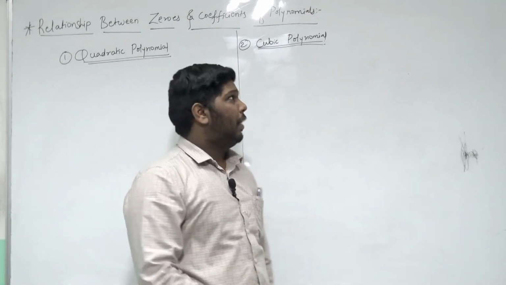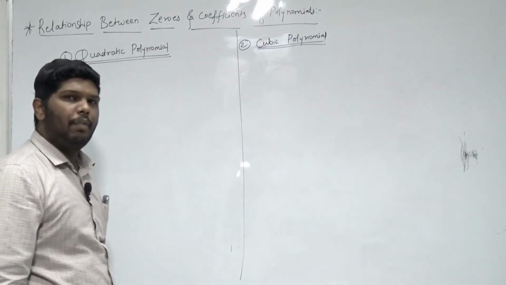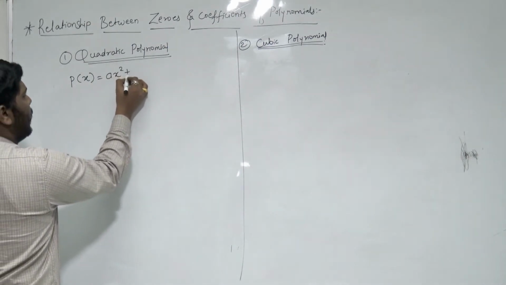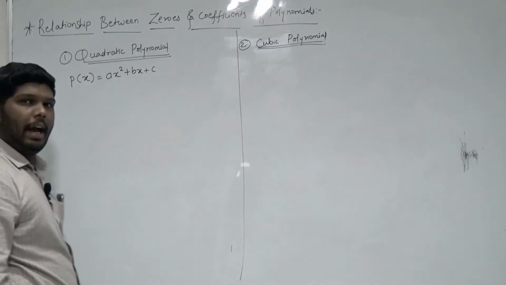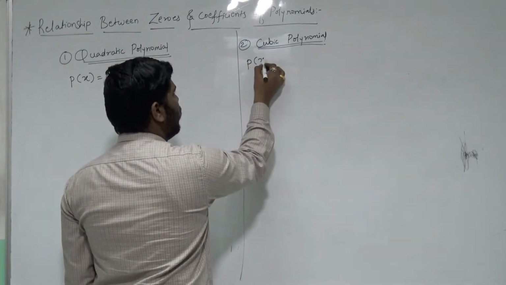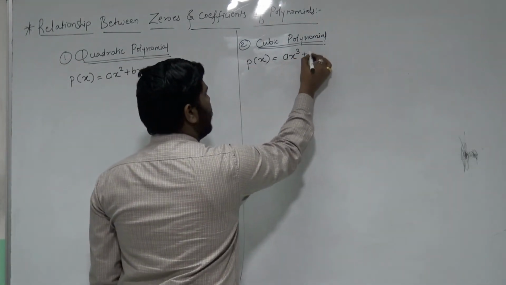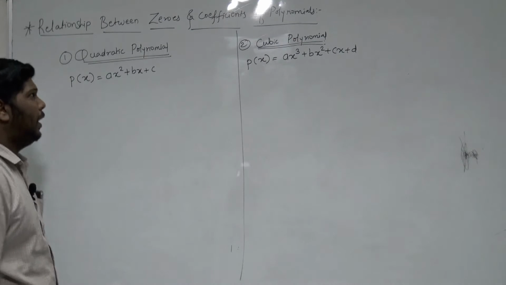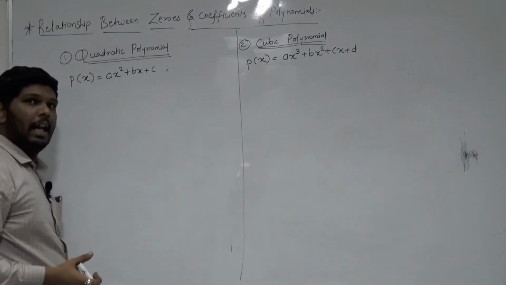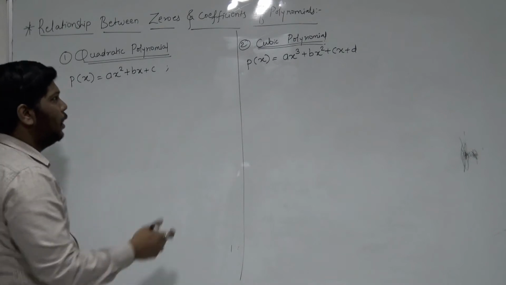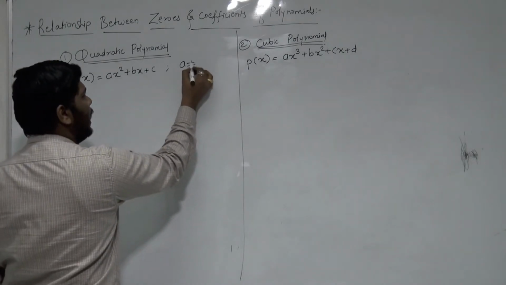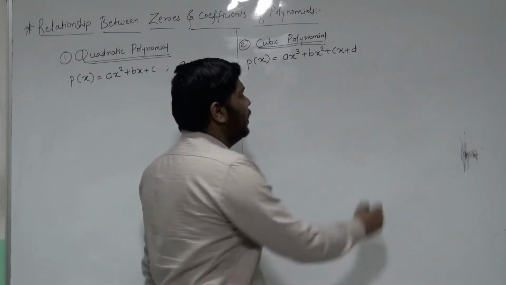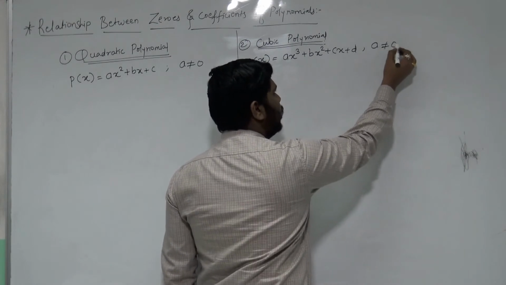Whenever I say quadratic polynomial, what is the standard form of a quadratic polynomial? We can say p of x is equal to ax square plus bx plus c, right? And for a cubic polynomial the standard form is p of x is equal to ax cube plus bx square plus cx plus d. Also one more thing we have to write to keep this quadratic polynomial alive. Alive means to keep its degree 2, the coefficient of x square, that is a, cannot be 0. Similarly, to keep a cubic polynomial alive, again the coefficient of x cube, that is a, cannot be equal to 0.